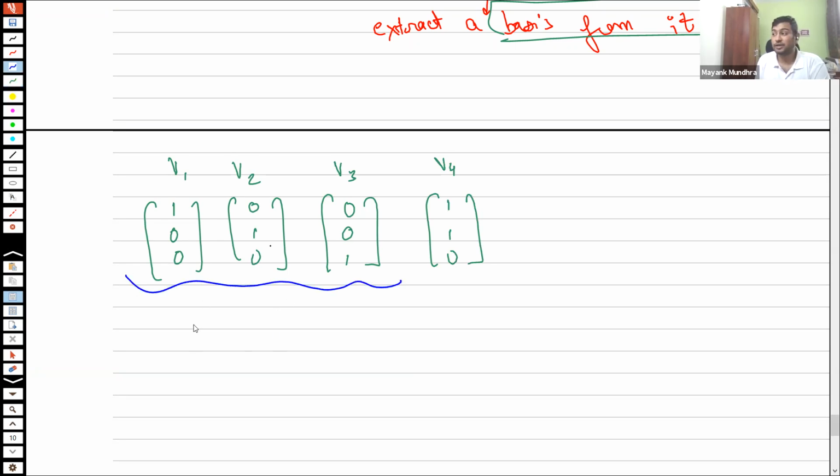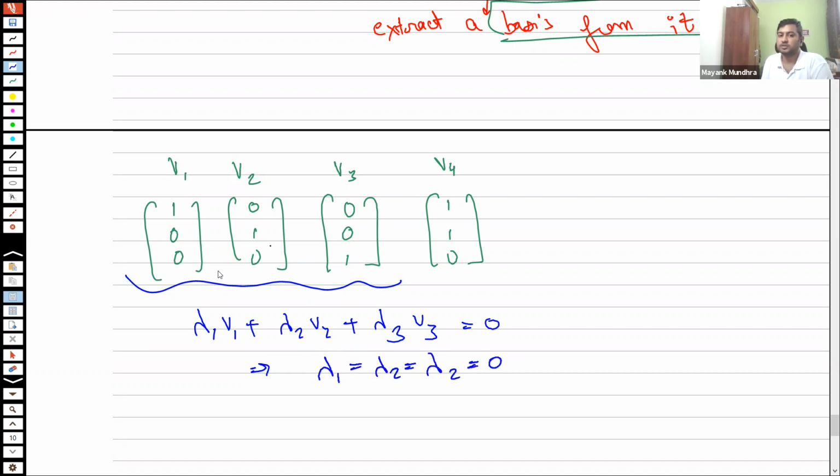Let's focus on these 3 vectors. So I want lambda 1 v1 plus lambda 2 v2 plus lambda 3 v3 to be equal to 0, which implies that lambda 1 must be equal to lambda 2 must be equal to lambda 3 must be equal to 0.